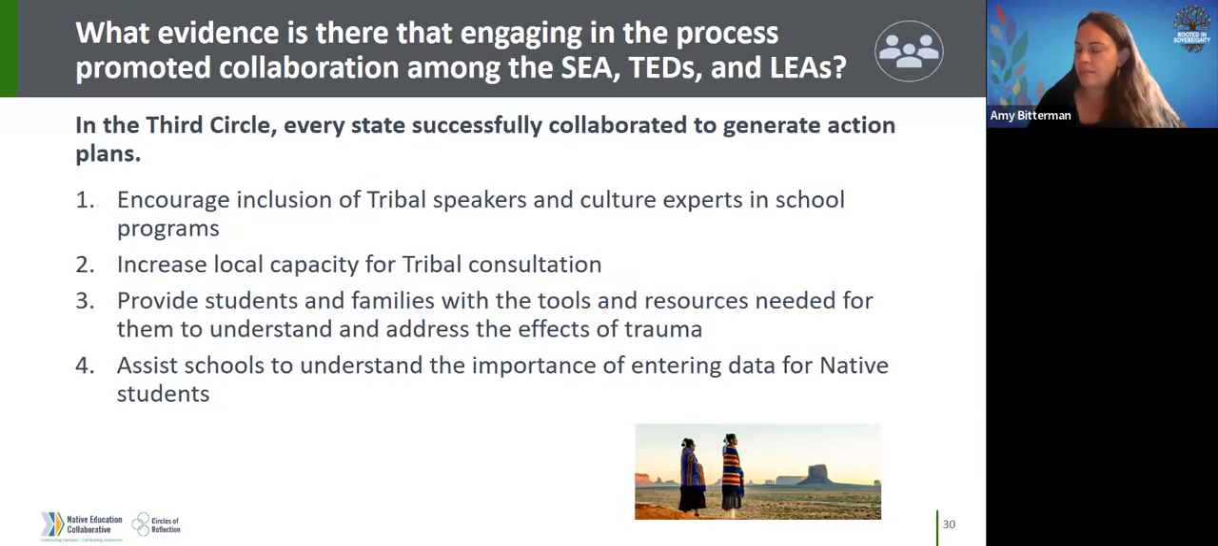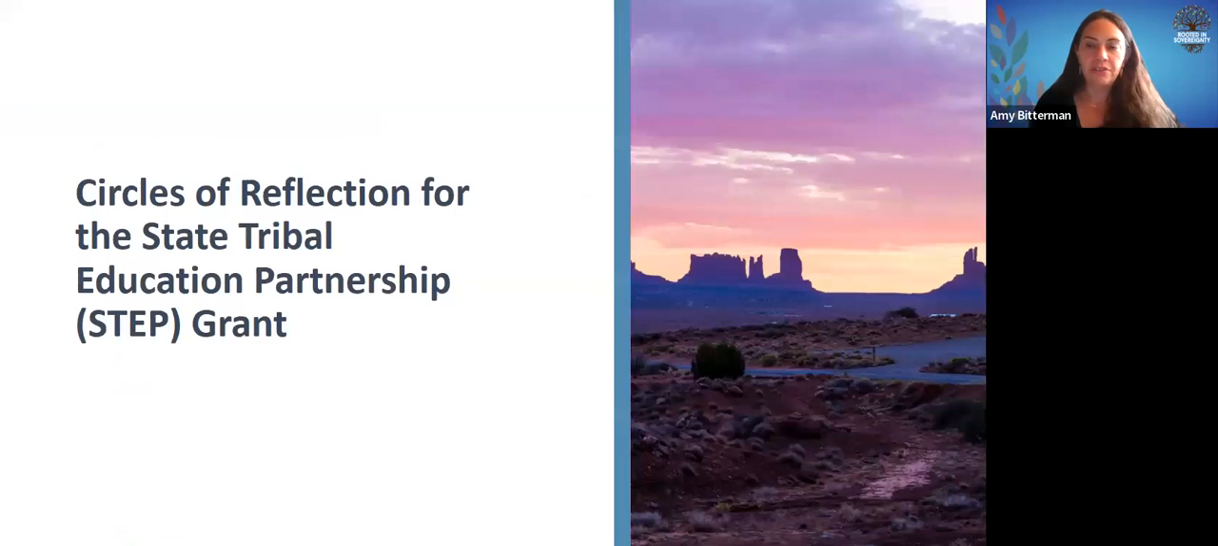In terms of the other question we were looking at, is there evidence that engaging in the process promoted collaboration? We definitely feel that evidence of that was that in that third circle, every state, made up of a team of the SEA, districts, and tribes, generated action plans for 1 to 3 short-term 90-day goals, and also for a couple longer-term goals. So you'll see here we have listed a few examples of what they arrived at for how they wanted to focus those action plans. It was really a wide range of areas that the different states wanted to tackle, from tribal consultation to focusing on the importance of entering data for Native students. So these are just a few of those areas.